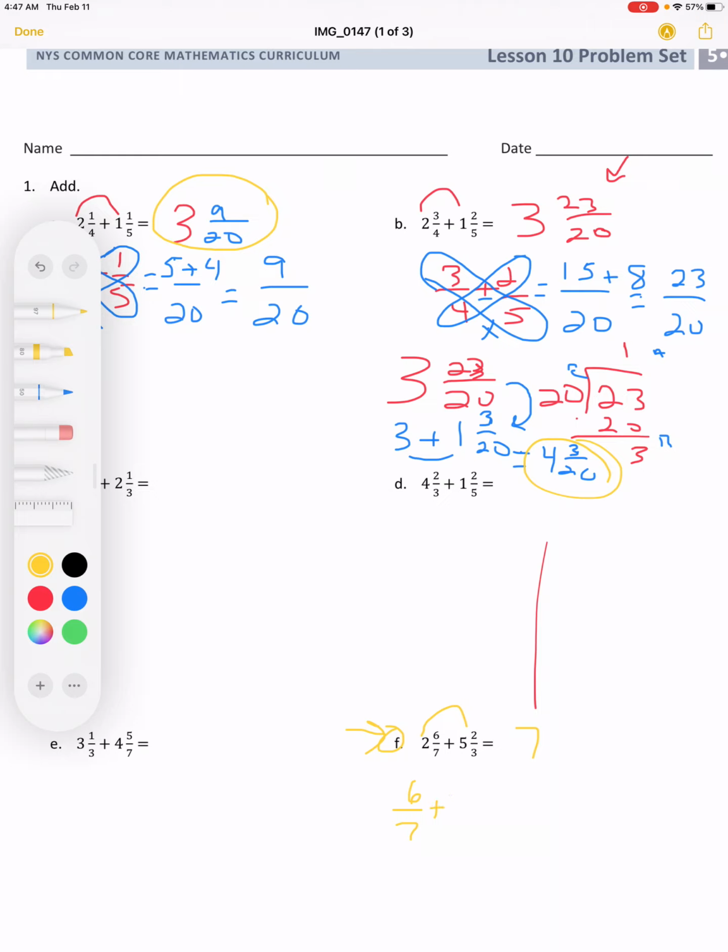6/7 plus 2/3. Are the denominators the same? No. So now we have to multiply. Multiply your denominators. 7 times 3 equals 21. That gets us a common denominator, and then we butterfly. 6 times 3 is 18. Butterfly the other side. 7 times 2 equals 14. And because this is an addition problem, we have to add our numerators. All right, 18 plus 14.